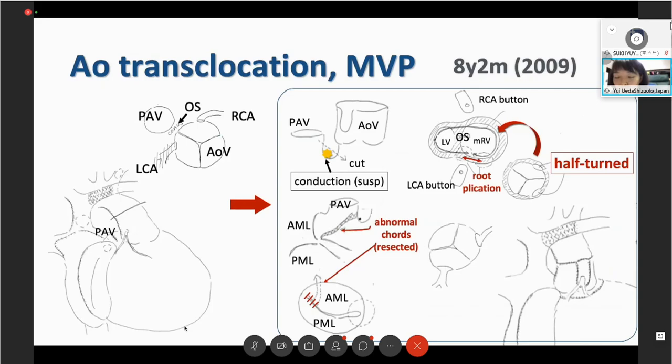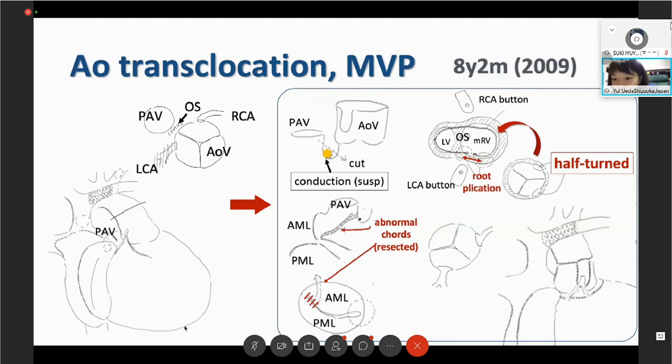So we decided to perform aortic translocation to relieve the outflow tract obstruction as well as repair of the mitral valve in 29. The conduction tissue, the non-branching bundle from the AV node in SLL corrected TGA, was suspected to run on the right underside through the outlet septum. So the upper half of the outlet septum was cut and both coronary buttons were transected. And the anterior part of the original aortic root was plicated.